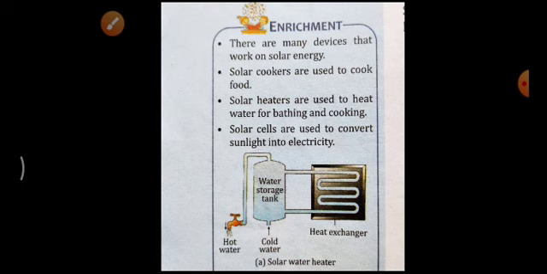In the previous class we have already discussed how we get energy from wind, that is wind energy, and from fossil fuels, then hydroelectric energy, that is energy from running water. And one more thing we have discussed and learned, that is energy from the sun. So these are all the different sources from which we can get energy.